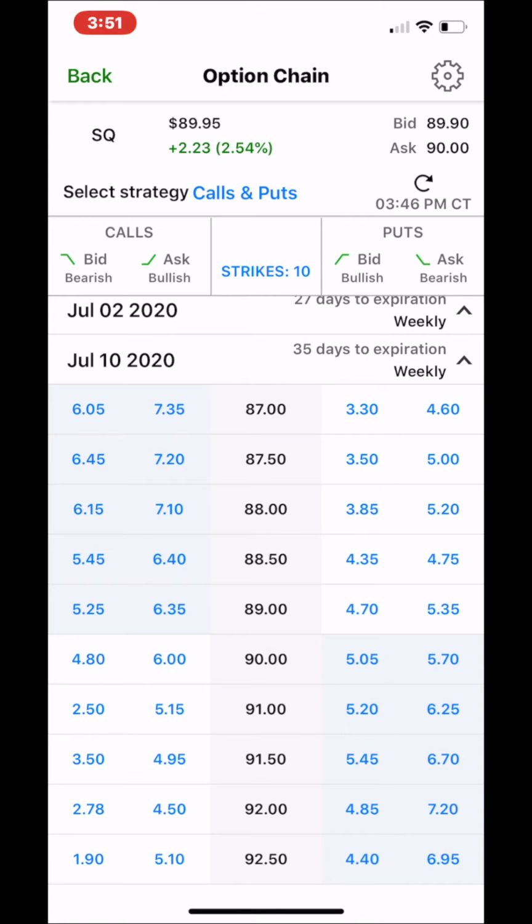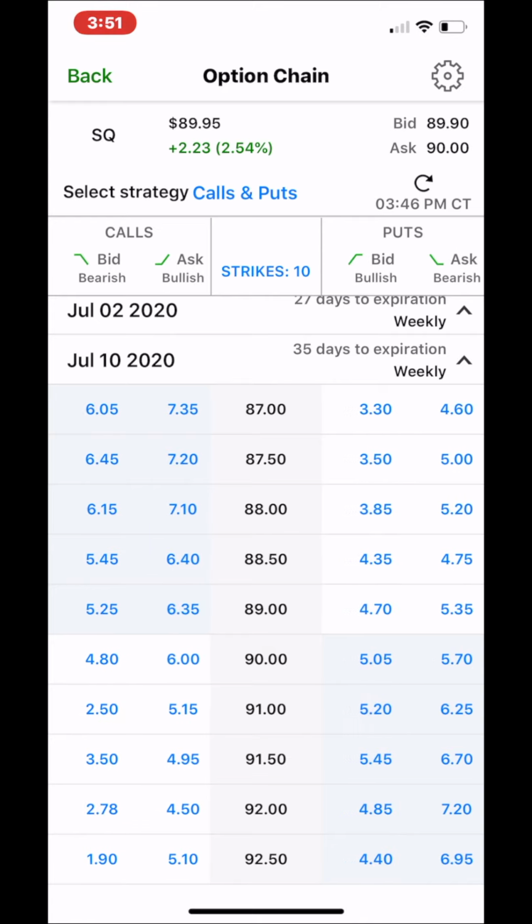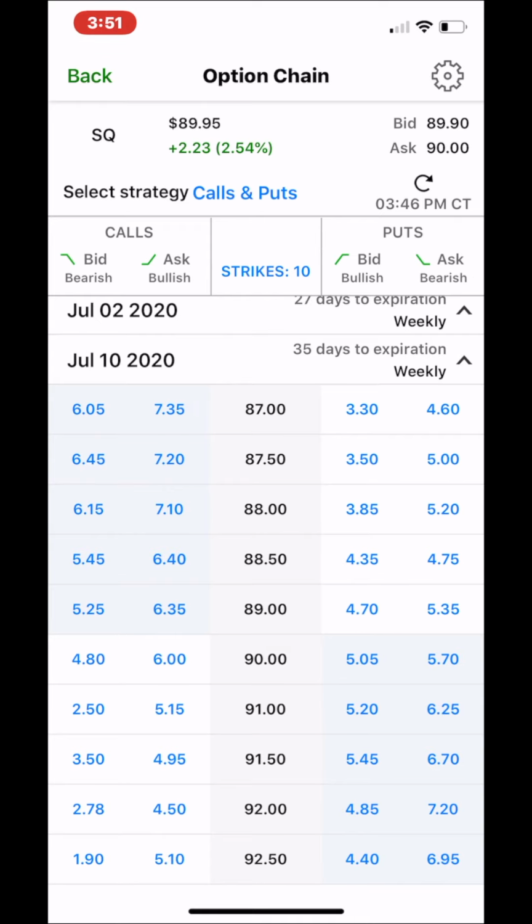And that works the same on the put side. There are a lot of people who play calls and are kind of scared to play puts, but it's the same thing. It's just on the opposite side. If you want the stock to go down, you'll play the put side. And if you want it to go up, you'll play the call side.